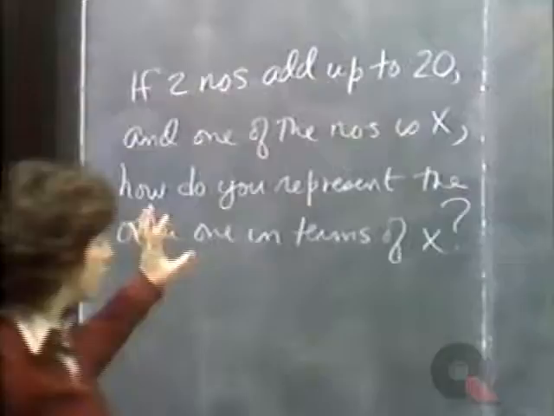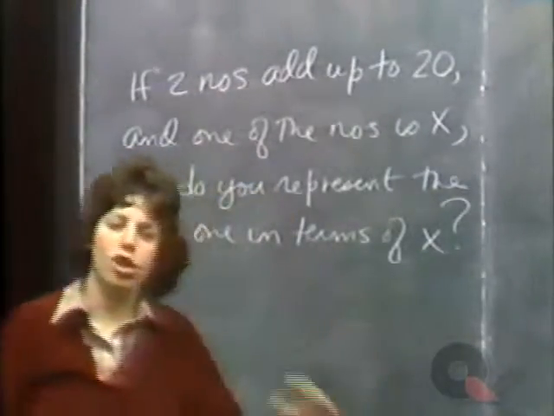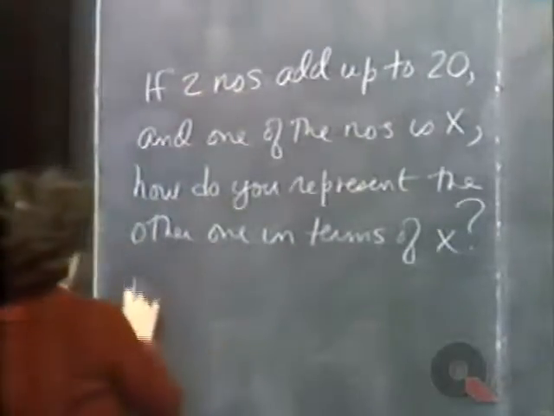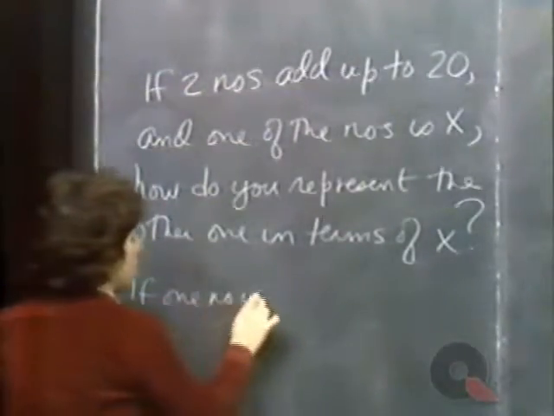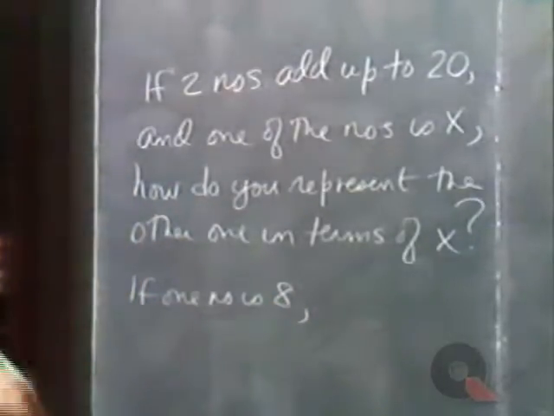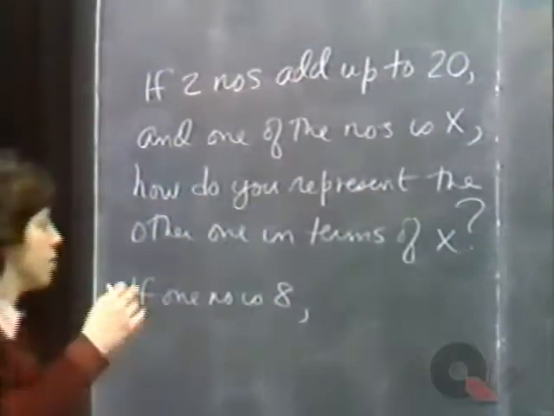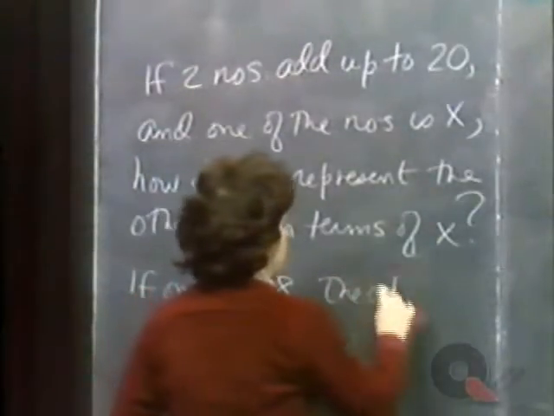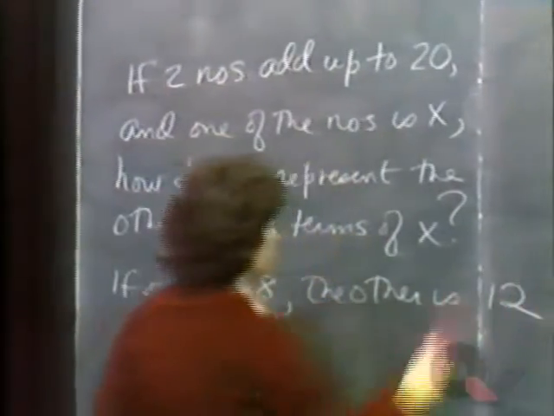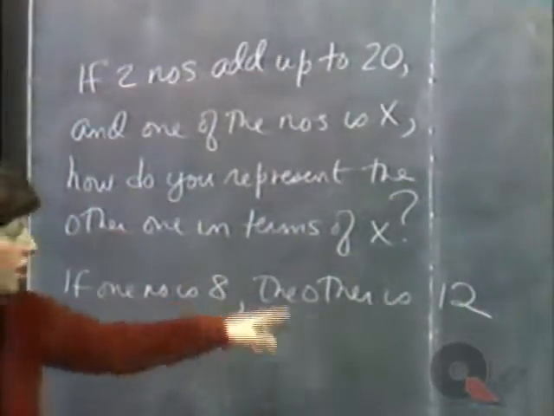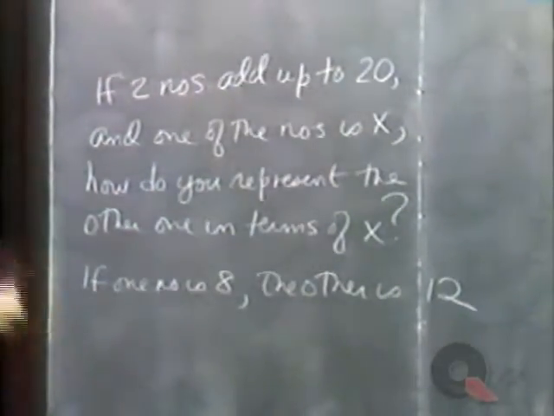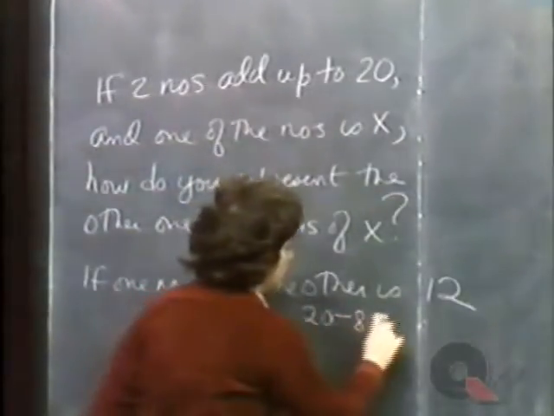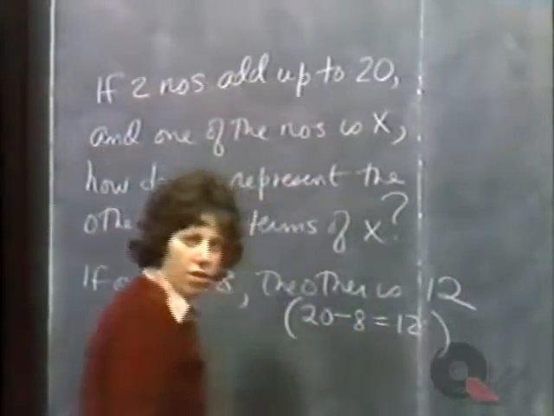Okay, anytime you're faced with an idea and you can't quite figure out how to work it out, try to work with numbers that you understand. Let's say if one number is 8, and they add up to 20, what would be the other number? Okay, most people here would have no difficulty. If one number is 8, the other is 12. You know that because you want them to add up to 20. So once you had the 8, you said 20 minus 8, and you figured out that was 12.